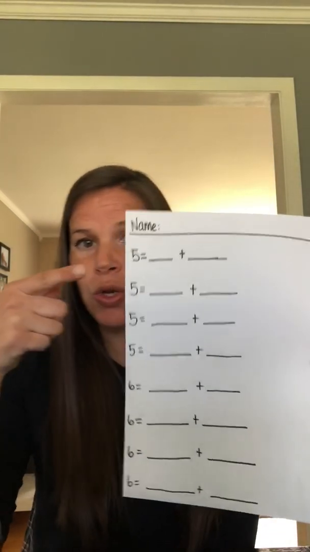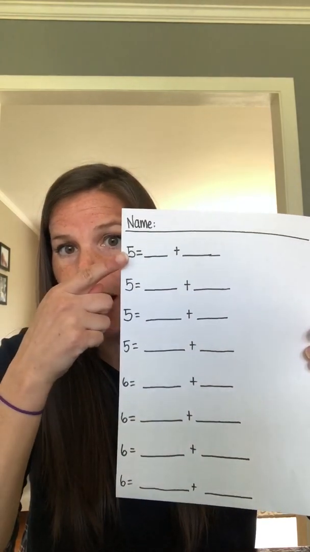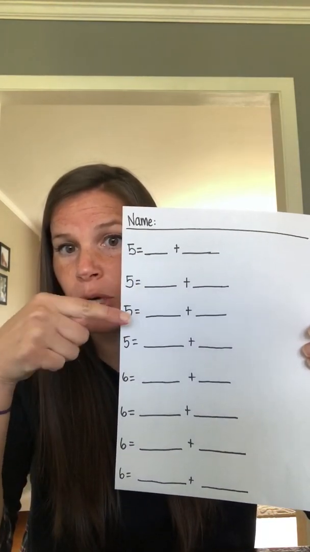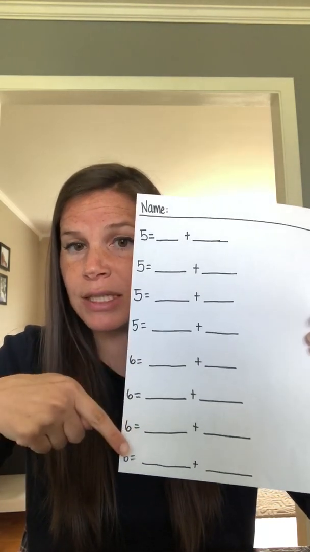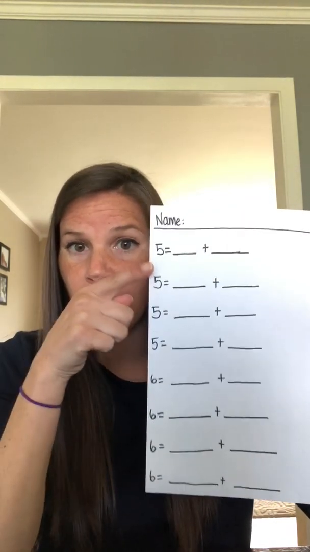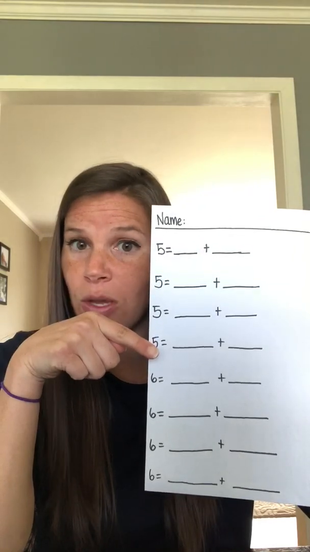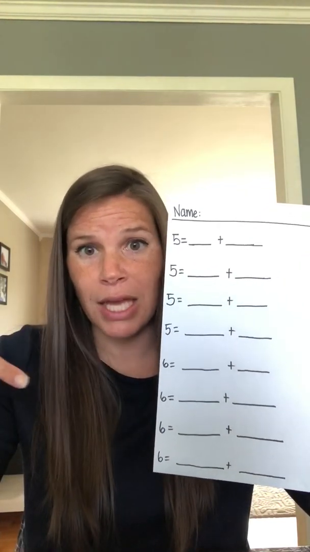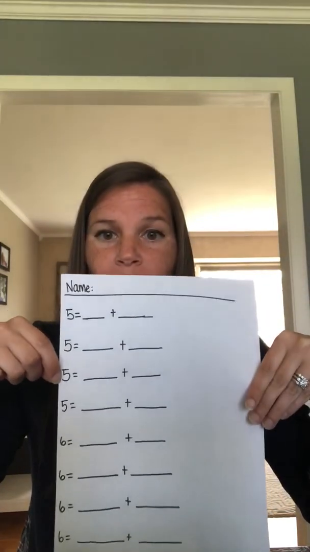So what we're going to do to get started is either you've printed the paper or you can set it up on blank paper. What I want you to do is write 5 equals, 5 equals, 5 equals, 5 equals, 4 times, and then the same thing with the number 6, because we're going to do 8 problems. We're going to focus on 4 ways to make 5 and 4 ways to make 6. Okay, so set this up, pause the video if you need to, or you already have it on paper.